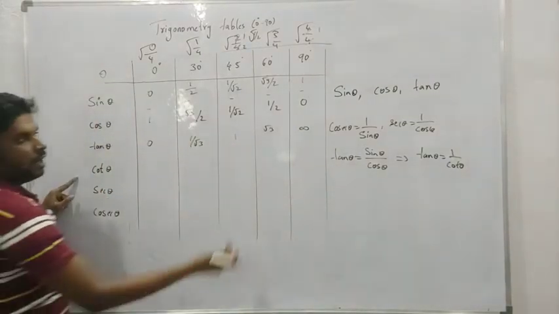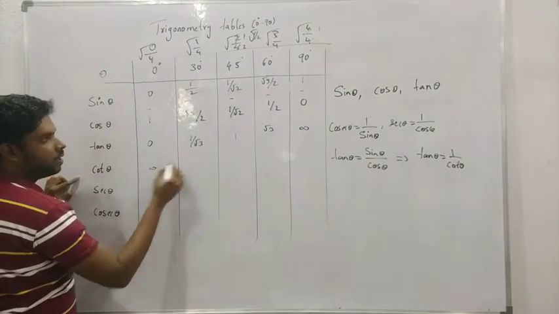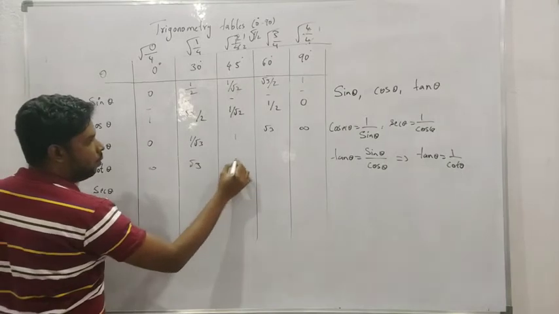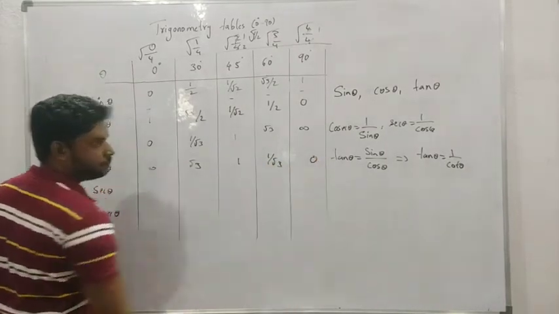For cot, write back from the tan. What I get is 0, root 3, 1, 1 by root 3 and 0.